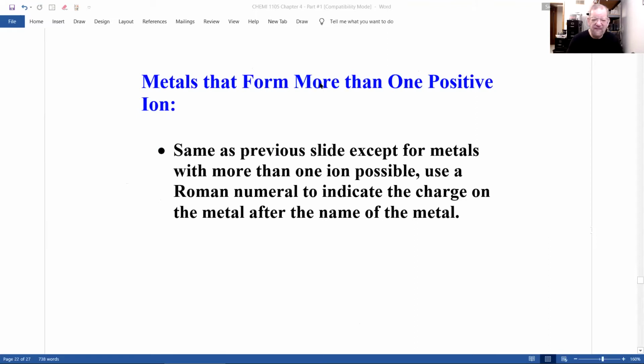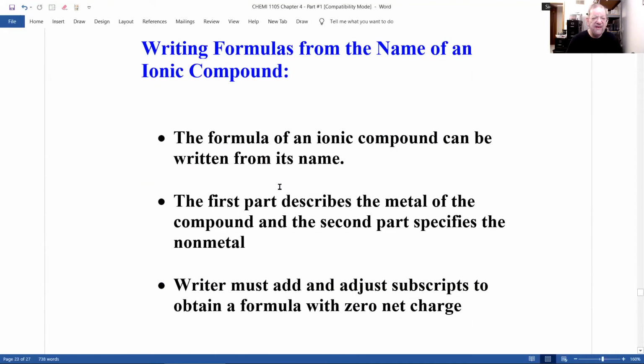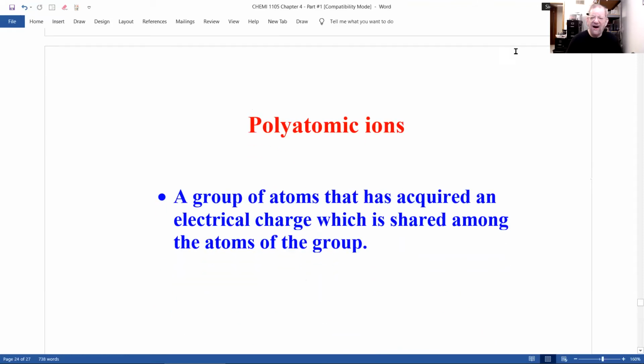And metals can form more than one positive ion, and there are ways of dealing with that. You can have iron +2, and Fe can also form iron +3 ions. Those are called ferrous and ferric. I won't go into that in this class. I know it, but I don't want to. Writing formulas from the names of a compound, the switch is totally off, and I'm not going to cover it. All right.